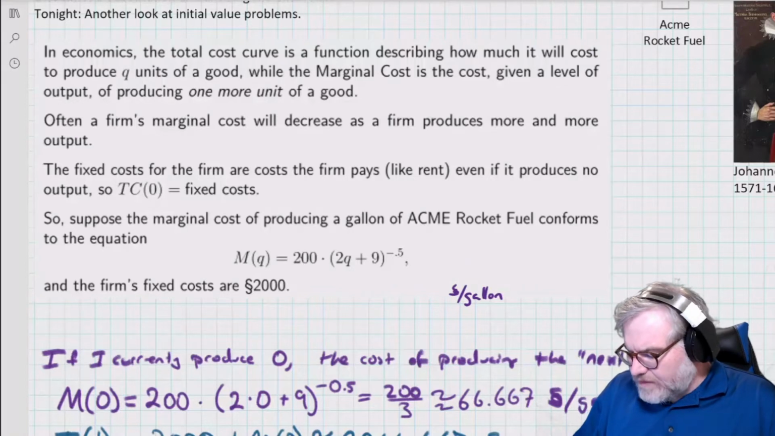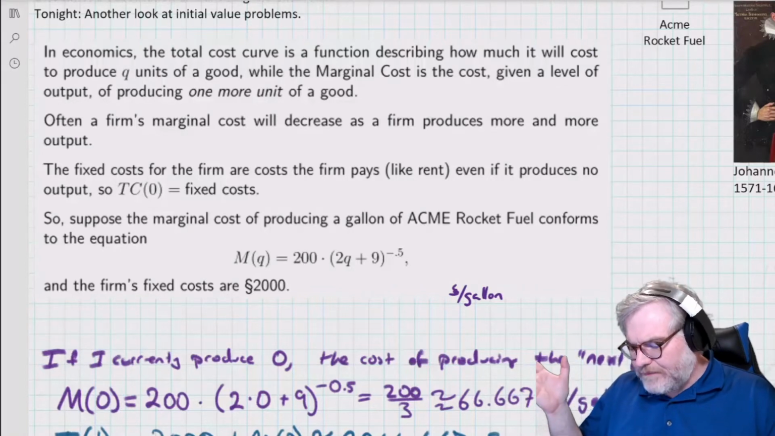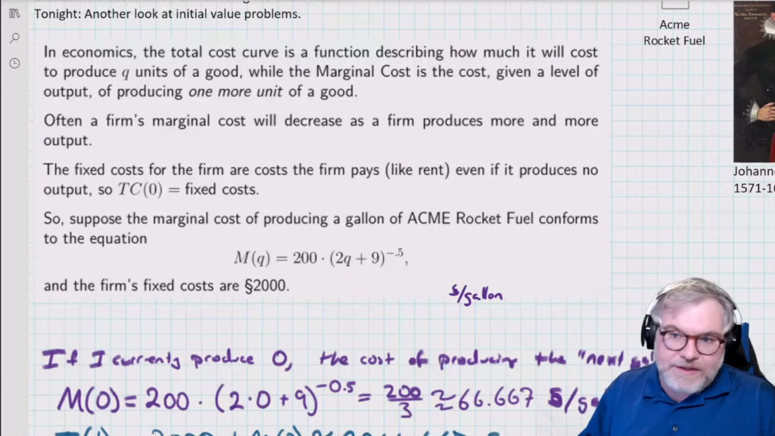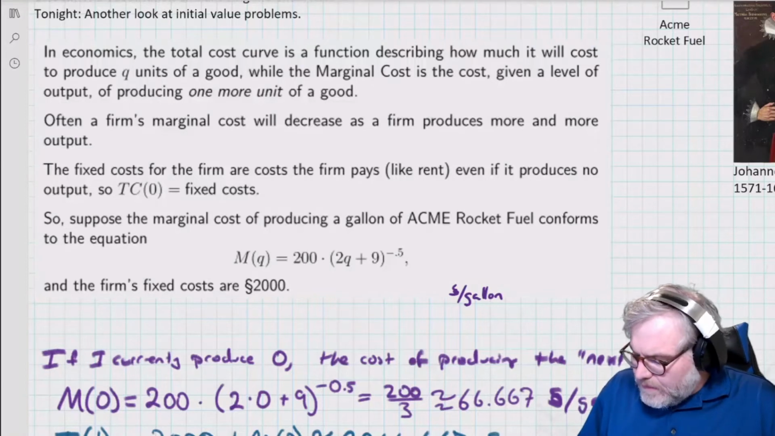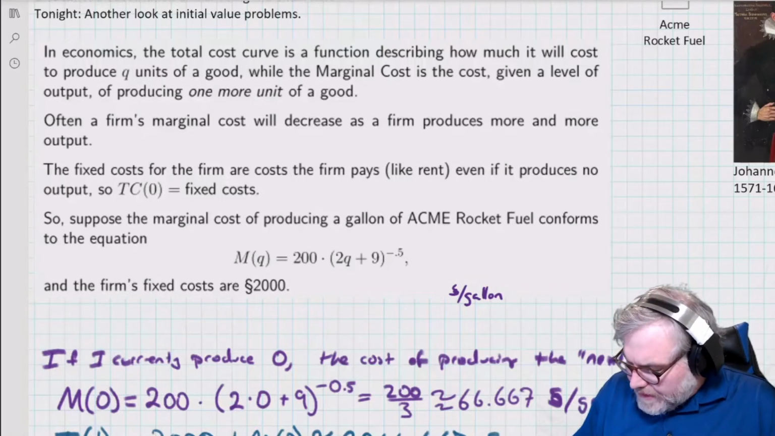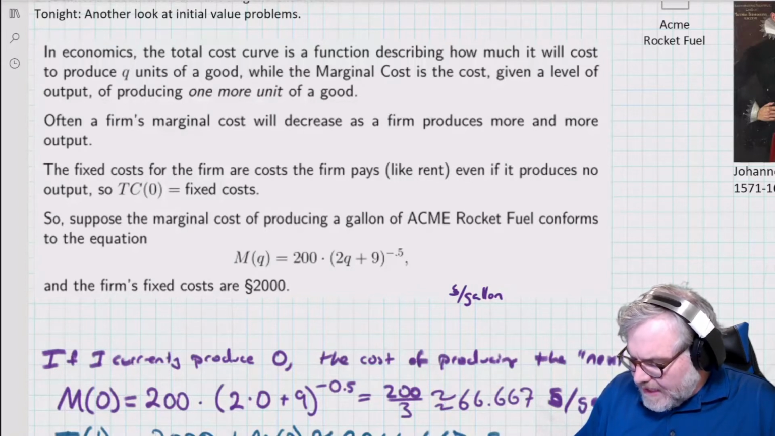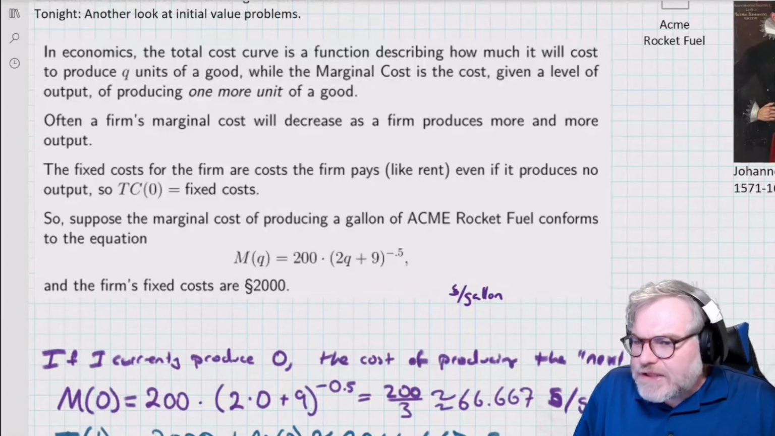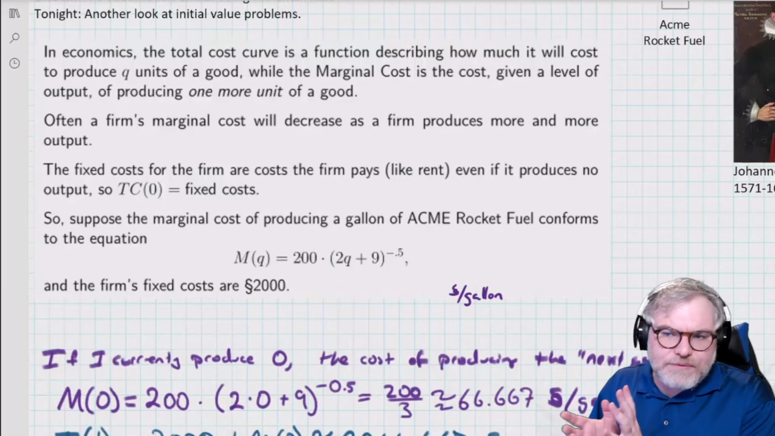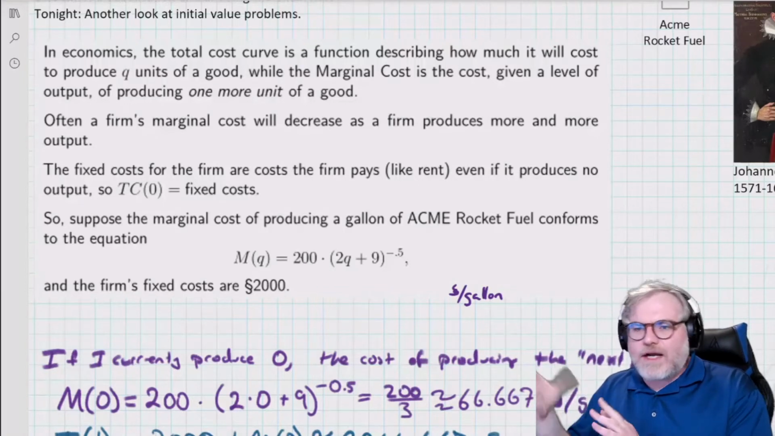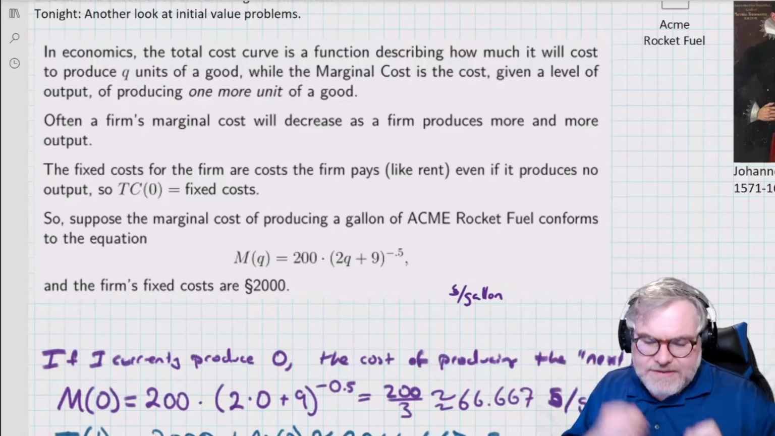The fixed costs are the cost the firm pays, like rent, even if it produces no output. So the total cost of zero is going to be the fixed cost. Suppose the marginal cost of producing a gallon of Acme rocket fuel conforms to this equation: the marginal cost of Q equals 200 times (2Q plus 9) to the negative 0.5. And the firm's fixed costs are 2,000. Now the question is, what's the total cost of producing X? What's the total cost of producing 100 gallons, or 200 gallons, or 500 gallons?